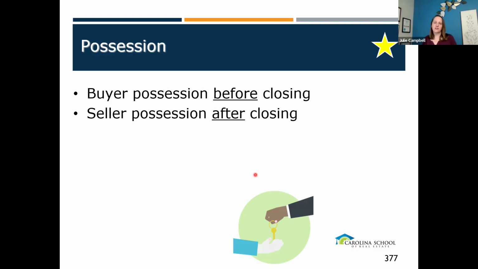Both of these forms are set aside for short-term possession. So maybe your buyer's starting a new job next week, but we're not closing until Monday, and they really want to get in this weekend to get unpacked. So maybe the two can work something out. Maybe the seller has had a delay in the closing that they're buying, and they need a couple extra days, and the two can work something out.